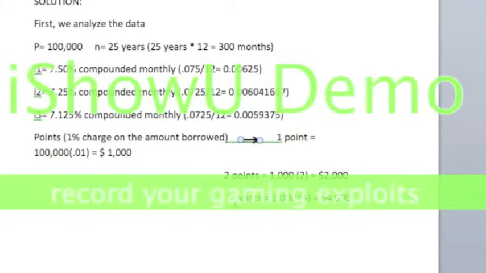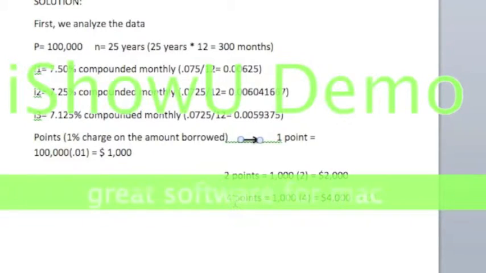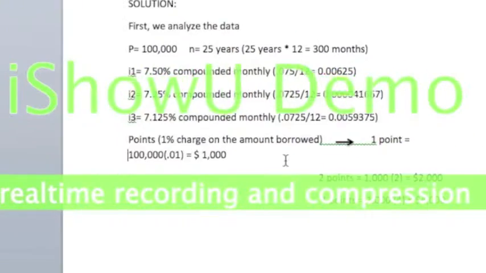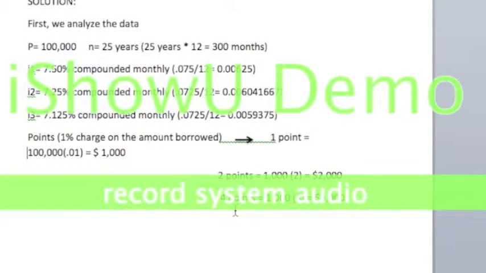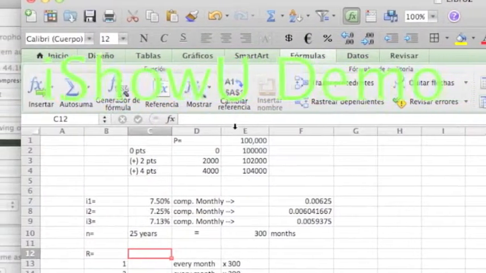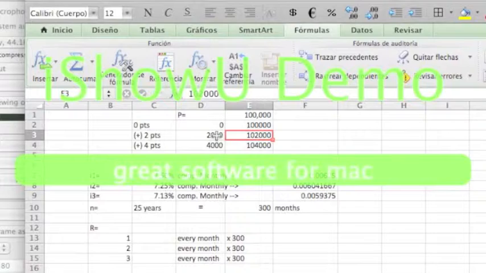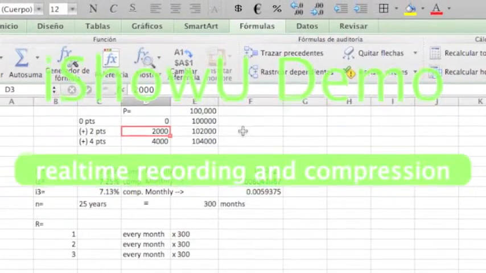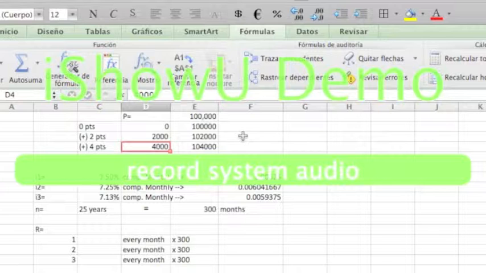With points, there is a 1% charge on the amount borrowed. So 100,000 multiplied by 0.01 is equal to 1,000. 2 points is 1,000 multiplied by 2, equal to 2,000. 4 points is 1,000 multiplied by 4, equal to 4,000. Now for cases 2 and 3, we need to add the value of the points. Option 2, P is equal to 100,000 plus 2,000, equal to 102,000. Option 3, P is equal to 100,000 plus 4,000, equal to 104,000.